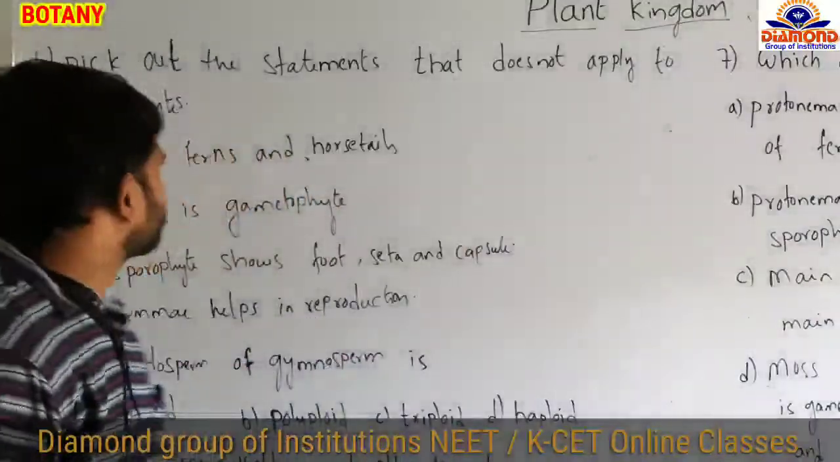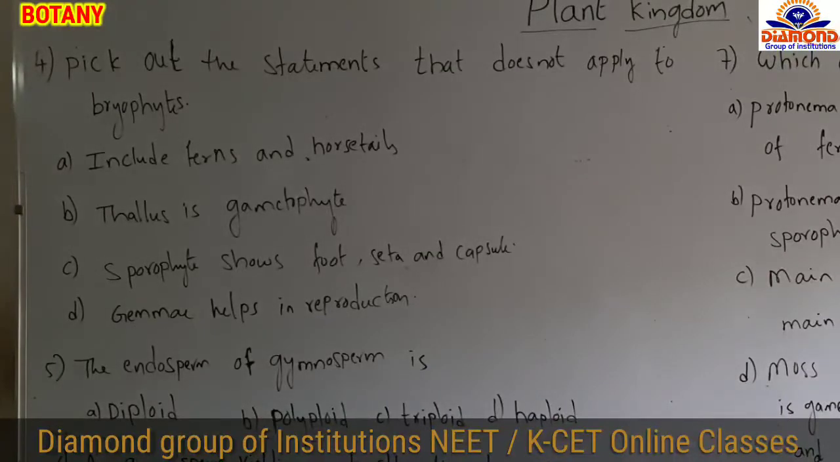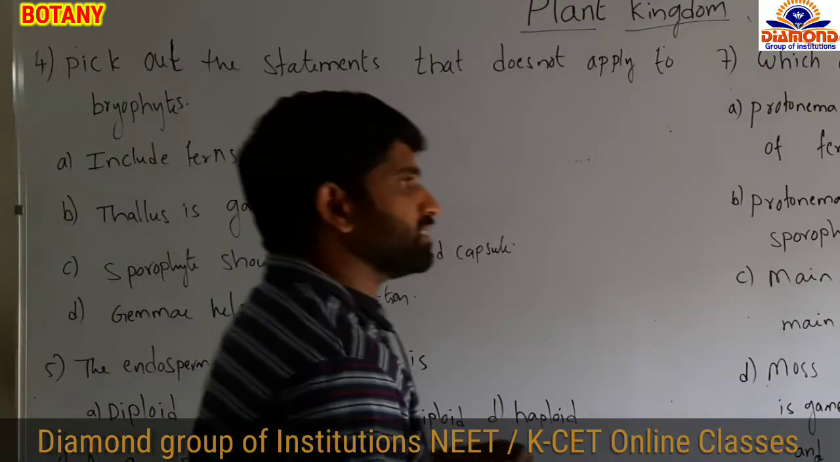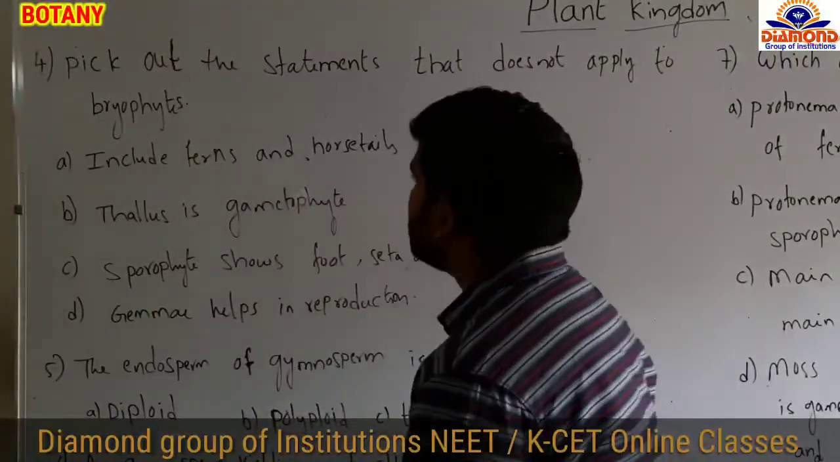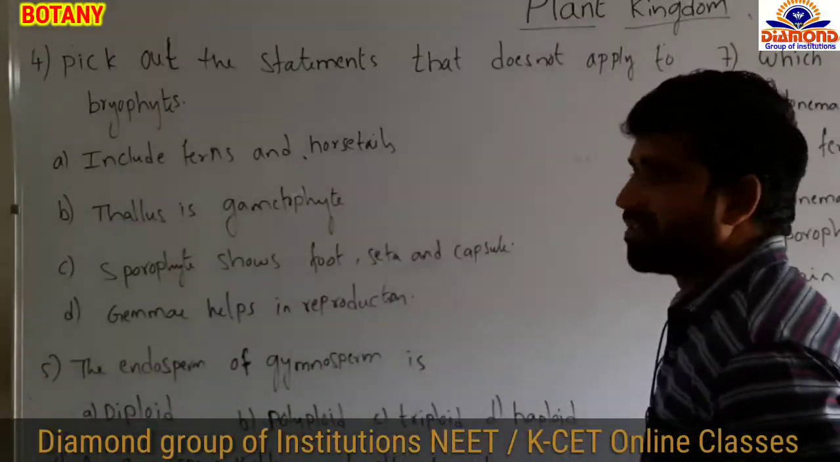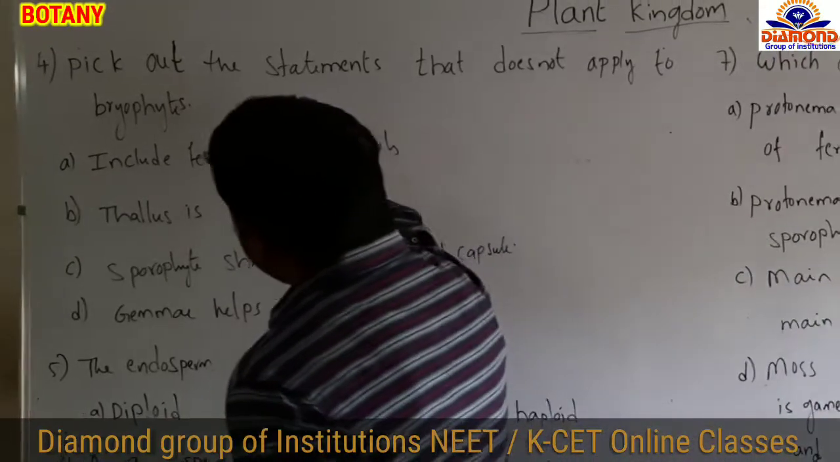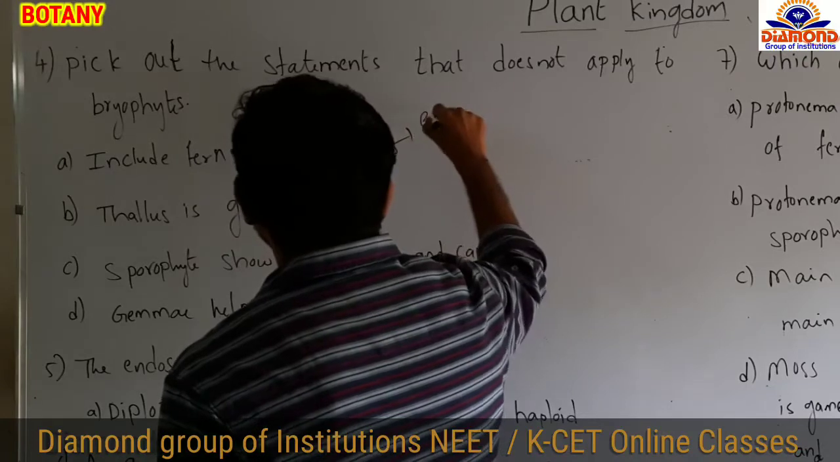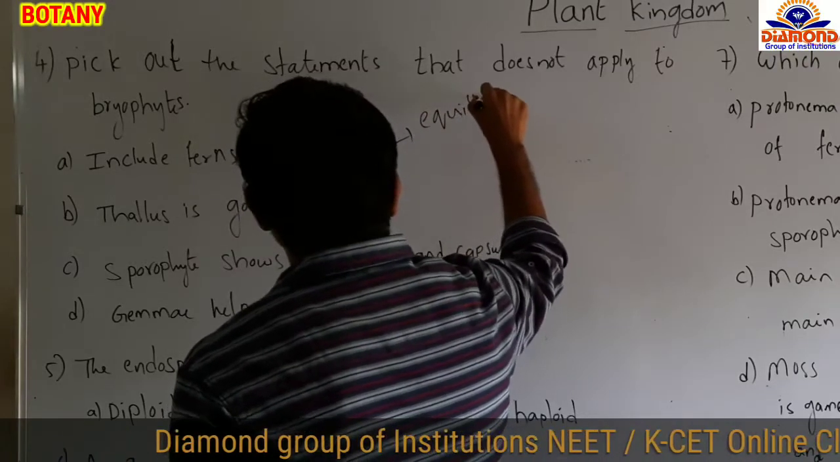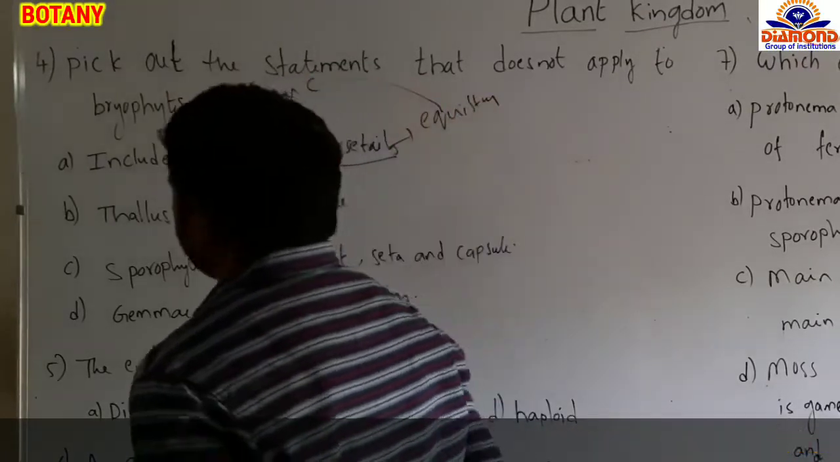Yes, next question. Pick out the statement that does not apply to bryophytes. The question belongs to the bryophytes. So which are included under the bryophytes, or which belong to them? Option A, includes ferns and horsetails. Ferns are called pteridophytes. Horsetail is another name for Equisetum. Equisetum also belongs to pteridophytes.